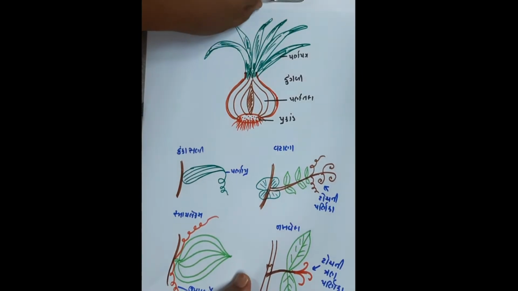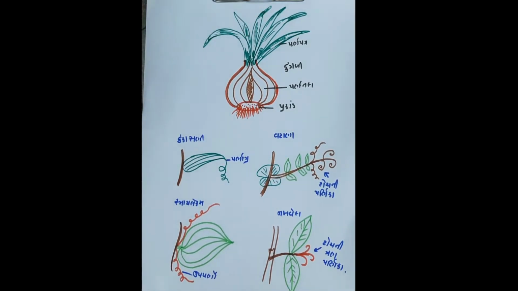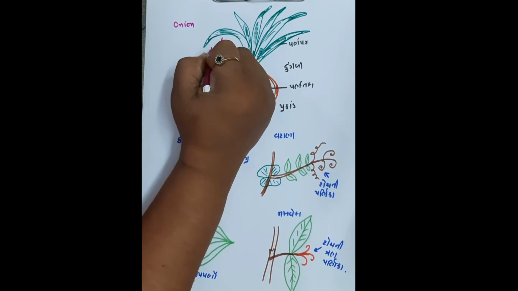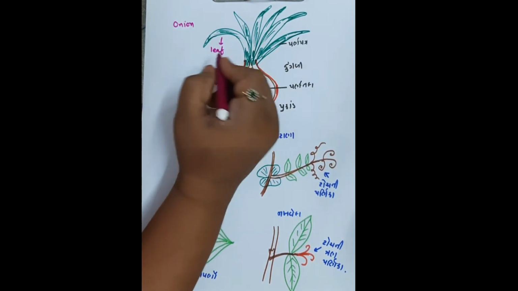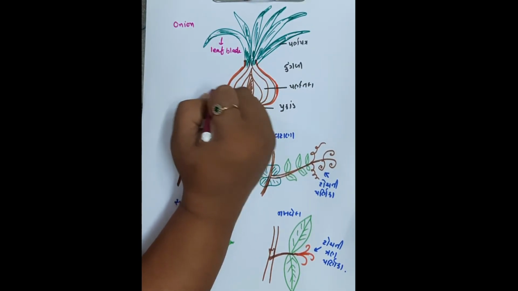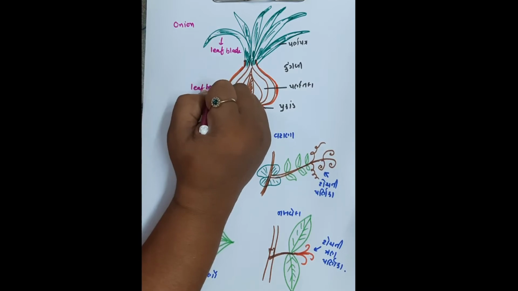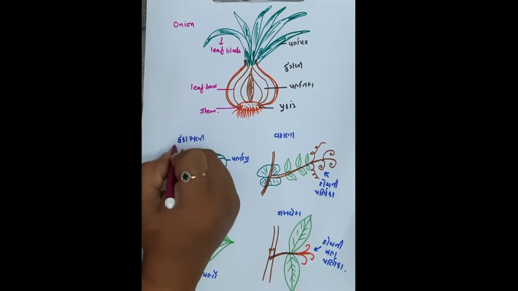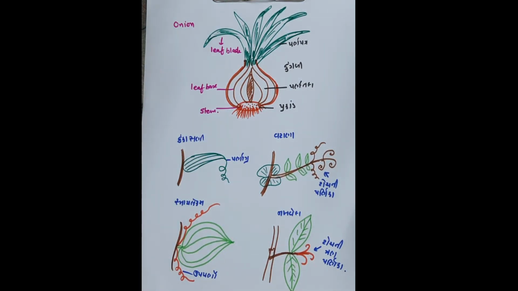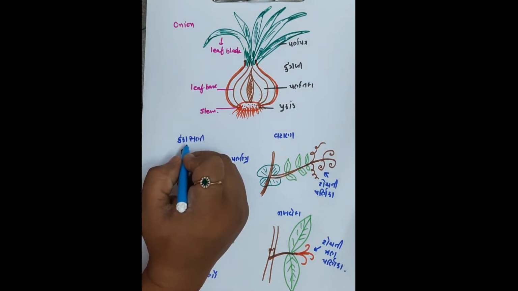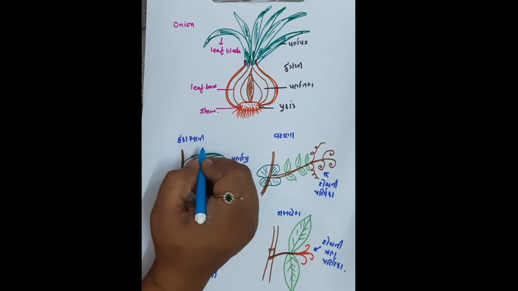जैसे आपको मैं एग्जांपल दिखा रही हूँ. सो ये onion, ये उसकी मेन लीफ ब्लेड बोल सकते हो, एंड ये है लीफ बेस और ये स्टेम. This is an example of modification for climbing and support.